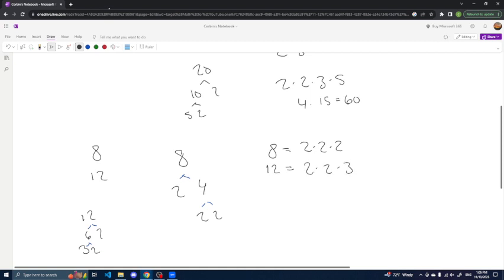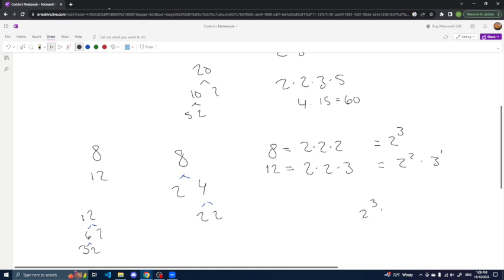Now we can write these in their exponential forms because 2 times 2 times 2 is the same as 2 to the third. And then 2 times 2 is equal to 2 to the second. And so when we're looking at our maximums, we're going to be looking at these exponents, and we're going to take the greatest of them. So here we have 2 to the third and 2 to the second. So our maximum is going to be 2 to the third because it's the bigger exponent.